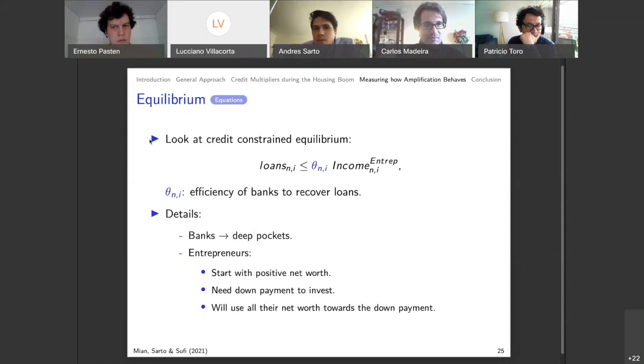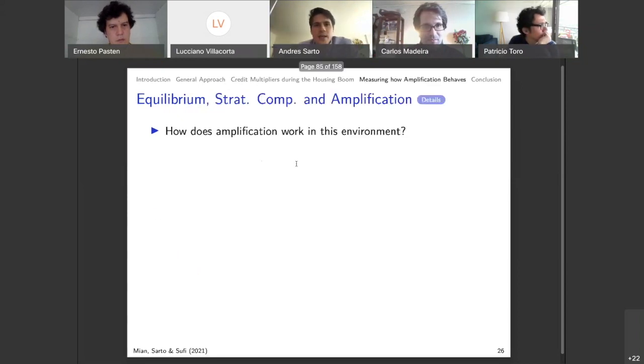There's a credit constraint: the entrepreneur is not going to be able to borrow more than theta. Think about this as how good bankers are at monitoring or recouping their loans from entrepreneurs. So they are not going to be able to get more than theta of the entrepreneurs' income. Very simple setup, nothing too sophisticated.